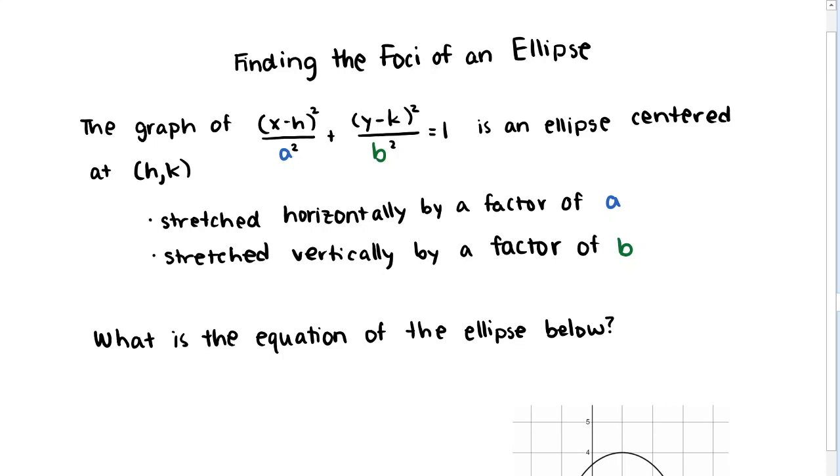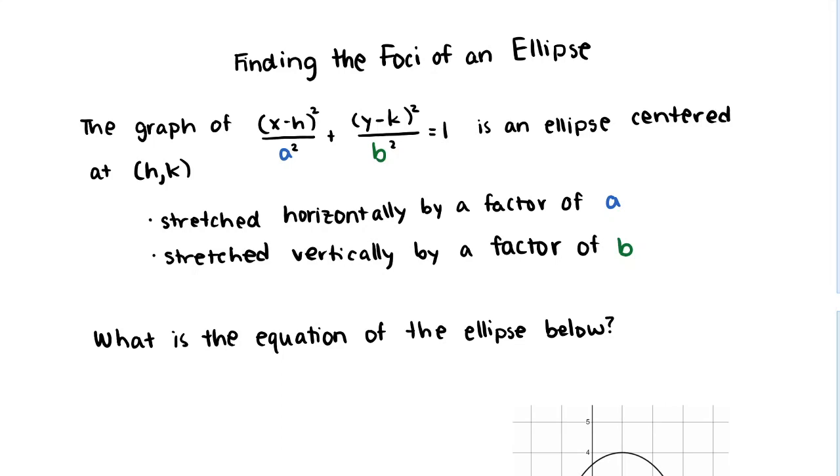Hey everyone. In this video I'd like to talk about finding the foci of an ellipse. We've been discussing graphing ellipses for a little bit now, and we said that if we have an equation of the form (x minus h) squared divided by a squared plus (y minus k) squared divided by b squared equals 1, this is an equation corresponding to an ellipse centered at h comma k.